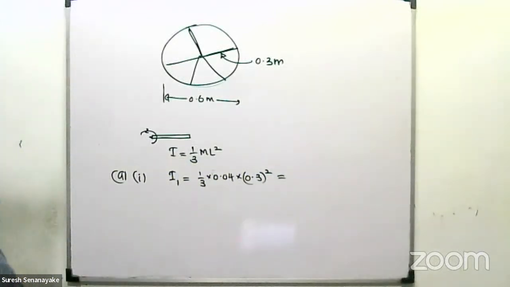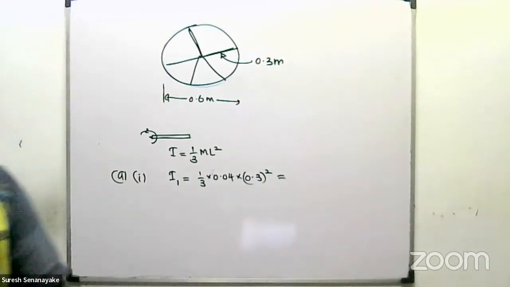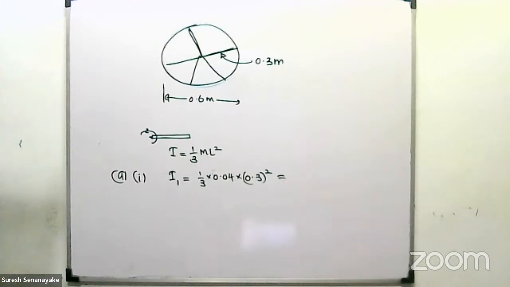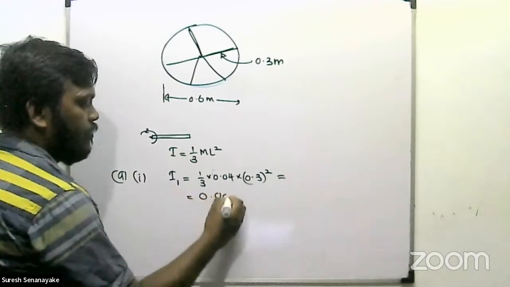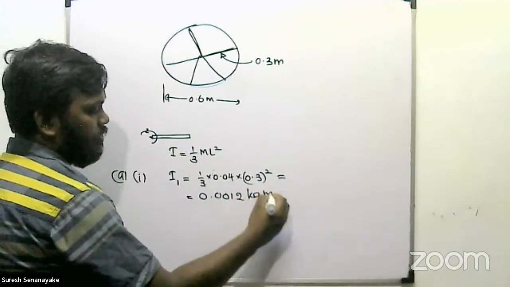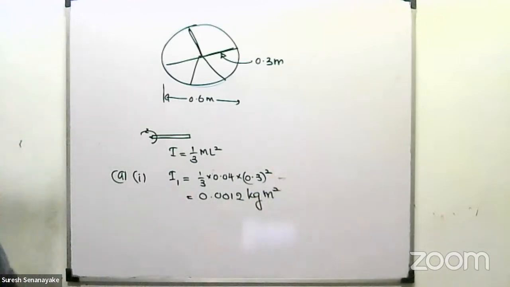Okay. I'll find my calculator. That means 0.0012. The unit is kilogram square meter. That's for one rod. And there are 5 rods similar to this, right?